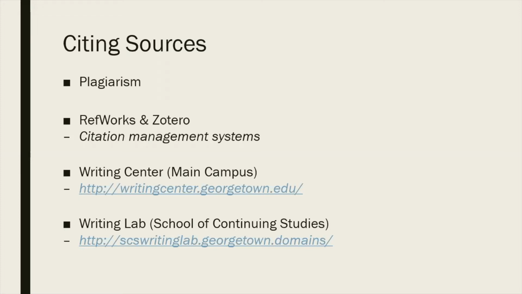A couple other resources that you should know about for main campus students: the Writing Center is a great resource for helping with the technicalities. The research librarians are happy to help you do the research and find the resources that you need. The Writing Center and the Writing Lab help you with the technical aspects of it. They can help you with the citation.